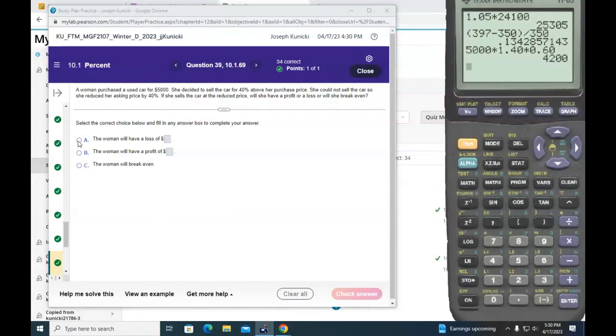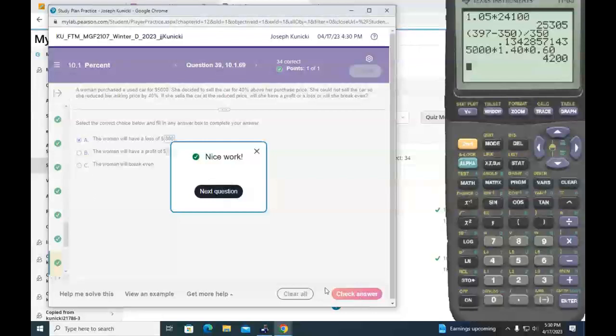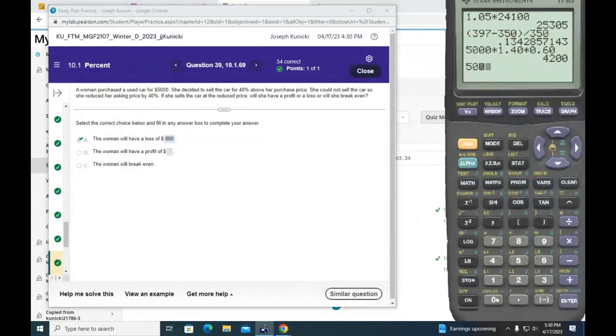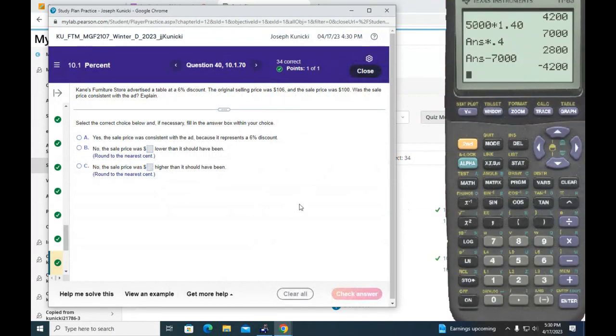She loses $800. Well, if you did it in 2 steps, look, you'd have 5,000 times 1.40. And then you say, oh, I'm going to reduce it by 40%. So a lot of people would just go, okay, times 0.4, and then subtract it. So minus 2,800, and then you get your 4,200, which is $800 less than what she originally bought it for. So she's operating at an $800 loss if all those things fell into place for her, as described.